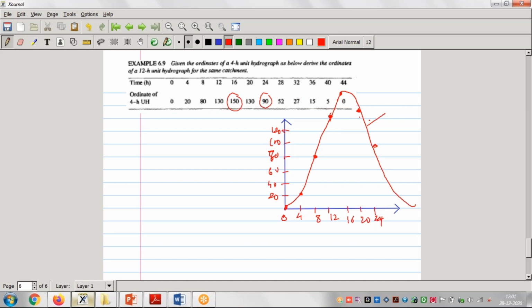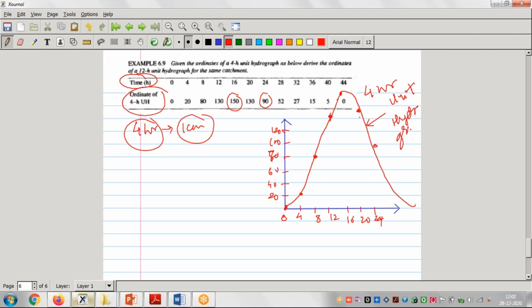Is it okay? This graph is what? This graph is because of whatever ordinate is given. This ordinate is given for 4 hours, and the rainfall is 1 centimeter. Is it okay? So I will say that this graph is a 4 hour unit hydrograph. Is this clear? This graph which I got is the 4 hour unit hydrograph.